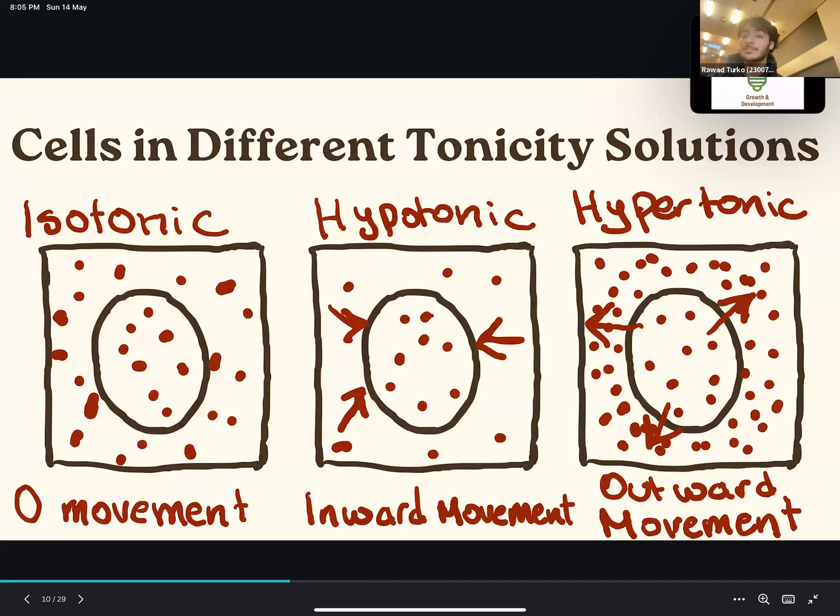In the second solution, we have a hypotonic solution, which means that the water concentration in the extracellular fluid is higher than the water concentration inside the cell. In other words, we have a solution of low osmolality. That means we'll see an inward movement of water from the extracellular fluid to the intracellular fluid in order to equalize the osmolalities between those two compartments. And then finally, in the third solution, we have a hypertonic solution, which means that the water concentration inside the cell is higher than the water concentration outside the cell. In other words, we have a solution with a higher osmolality. That means we have an outward movement, so the fluid would move from inside the cell to outside the cell, from the intracellular fluid to the extracellular fluid.